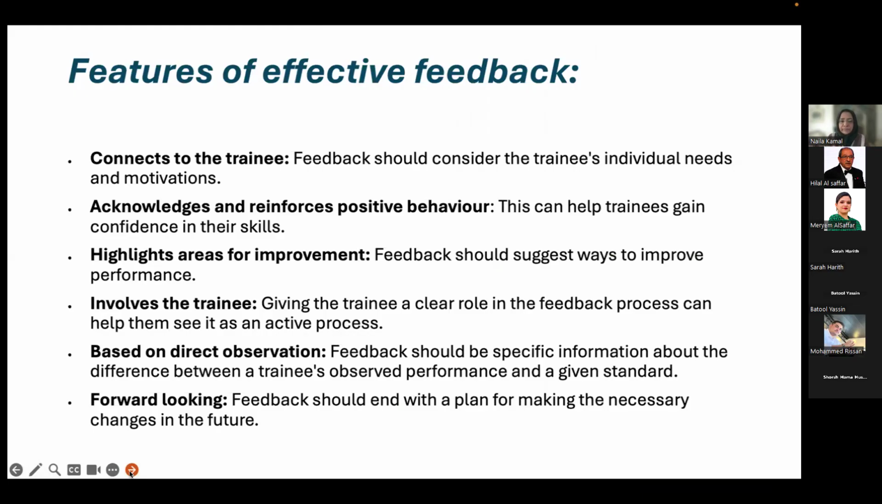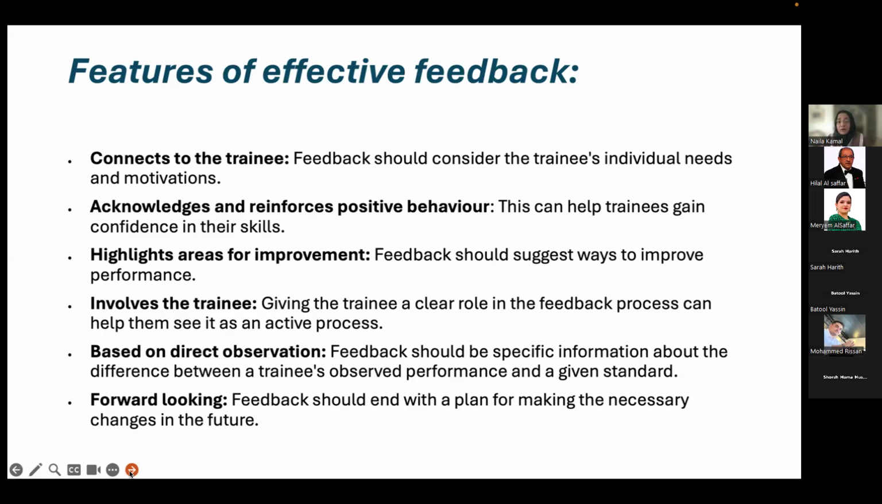The feedback giver acknowledges and reinforces positive behavior. It is very important not to just keep going on about what you didn't do or what was not done properly. It needs to bring up the positives as well, because it helps the trainee get some confidence in their skills, and also not to destroy their self-esteem. It's very important that their whole persona being built as a future clinician has that confidence in themselves.